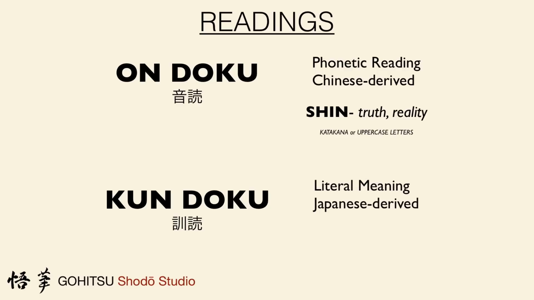Then the second reading is the kundoku, and the kundoku is the literal meaning. This reading is derived from the Japanese language. So ondoku comes from the Chinese language, kundoku comes from the Japanese language. So how do you know that it's a kundoku? Well, if it's written in Roman letters, it will be lowercase, like in the example that I gave you here. And if it's written in Japanese, it will be in hiragana. In this example it is ma, which means true or pure. And we're going to take a look at these two in a minute.